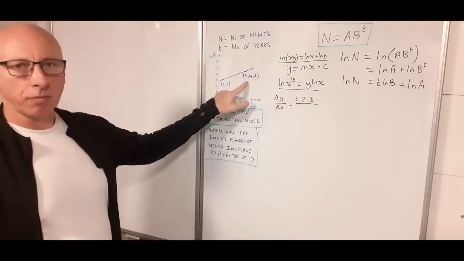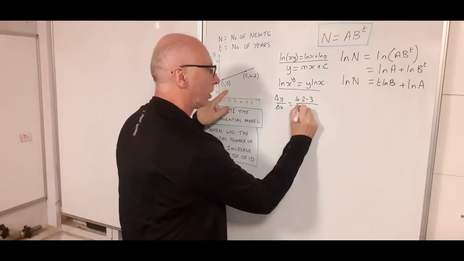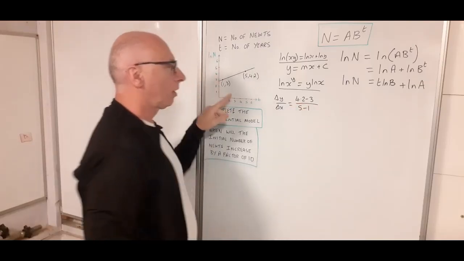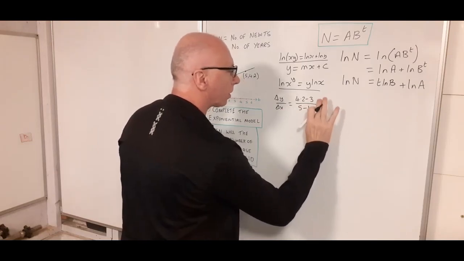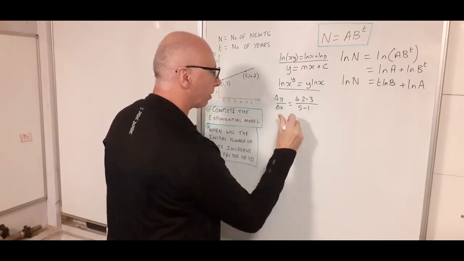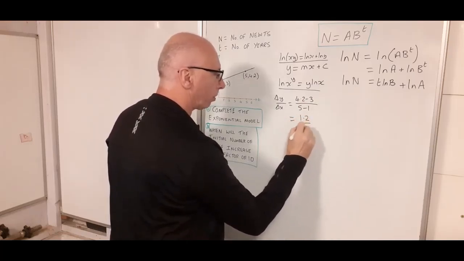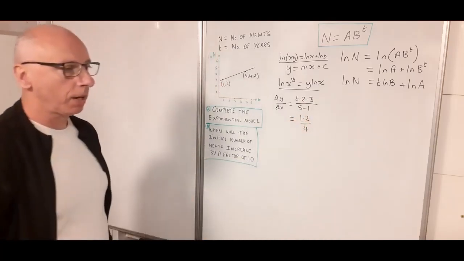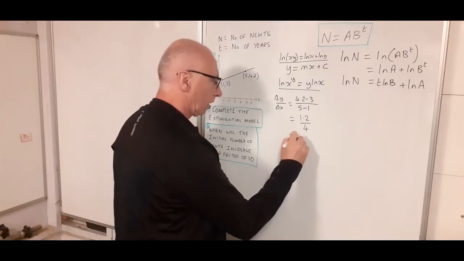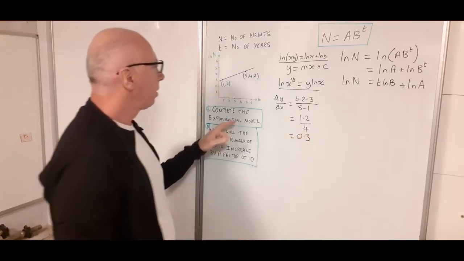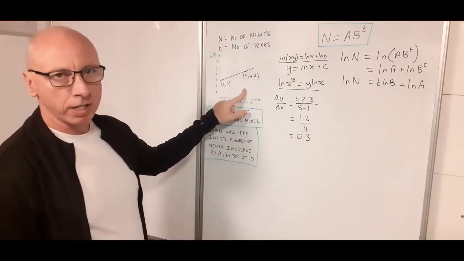And changing x goes from 5 to 1. So 4.2 minus 3 is 1.2. Actually, let's do it down here so we don't interrupt on this side. So we've got 1.2 over 4. In decimal terms, that's just going to be 0.3. So that would represent my gradient.